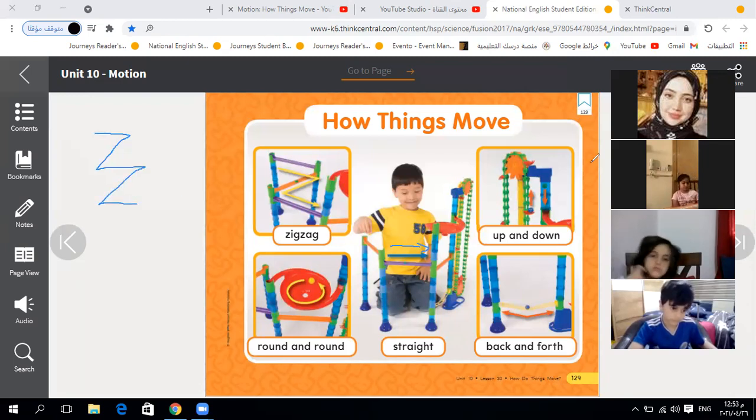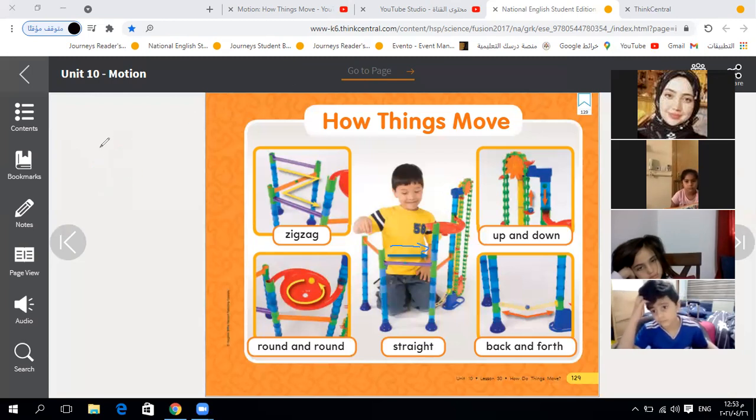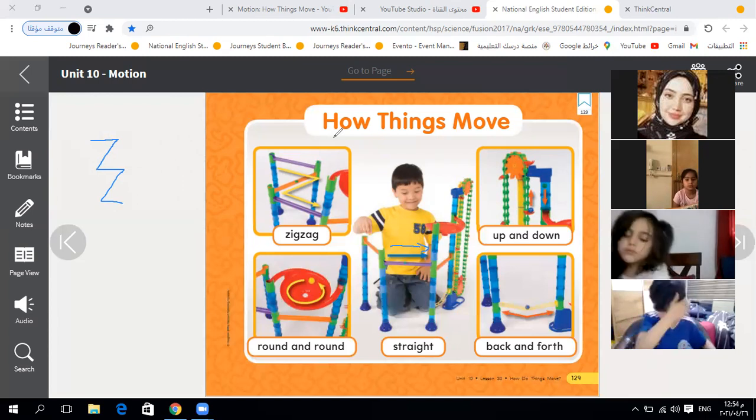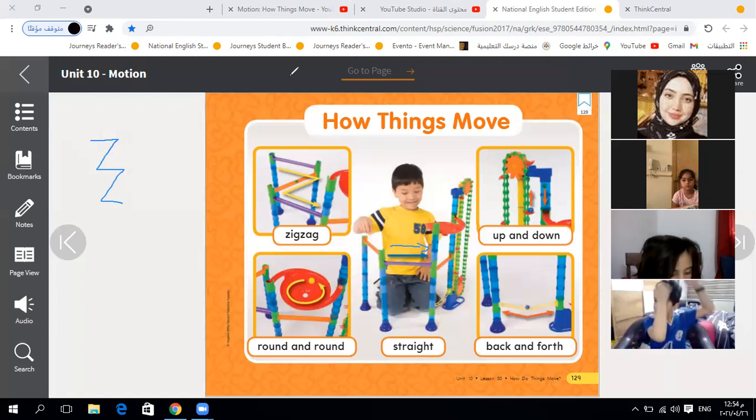Things can move in, what do we call this? Straight, zigzag. Which one? Here, I draw it here, Rina. Hala, can you see it? One more time, I will draw it for you. Things can move in zigzag, right? Okay. Yes, Hala. I can't see. Can't you see the blue line here that I drew? Okay, Hala, never mind.